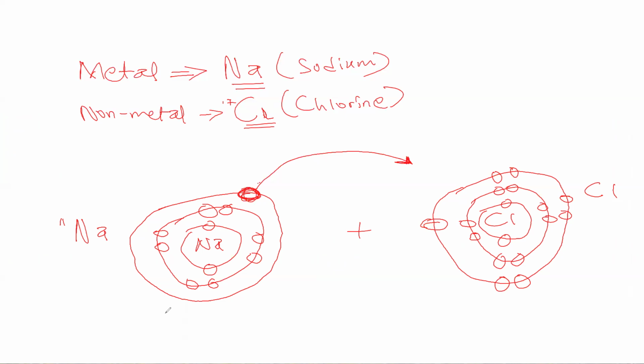Now, do you know what will now happen? Sodium now becomes positively charged. And since chlorine has received the electron from sodium, chlorine now becomes negatively charged. Now, because the two of them are oppositely charged, they will now be attracted to each other. This one will be attracted to this one. Chlorine and sodium will now be attracted to each other. So therefore, they will now join together and we have sodium chloride.